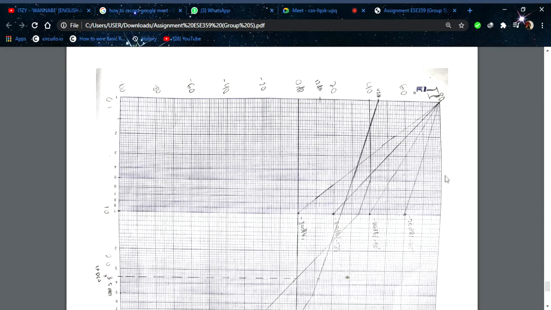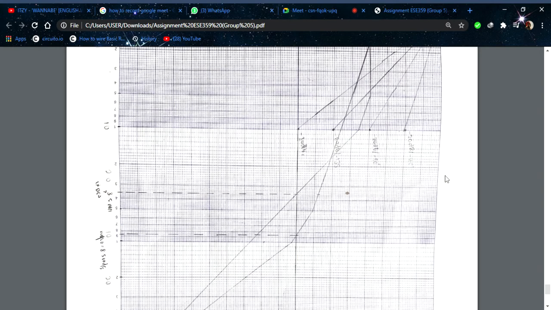And at the end, my calculation shows the system is unstable because the phase margin and gain margin are both negative. And that's all. Thank you from me.